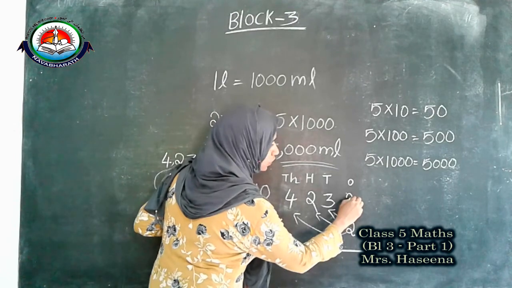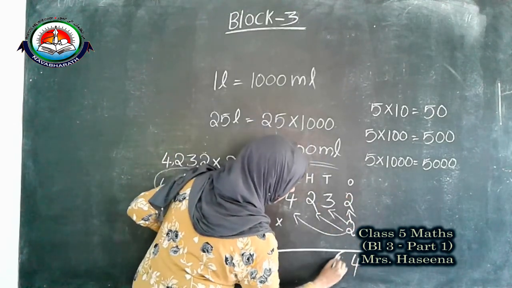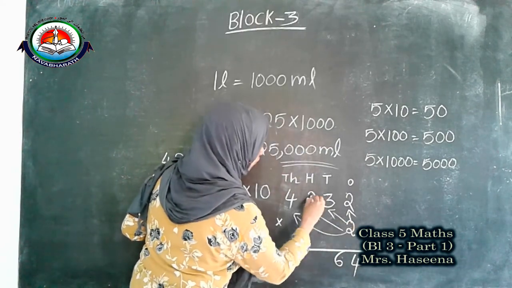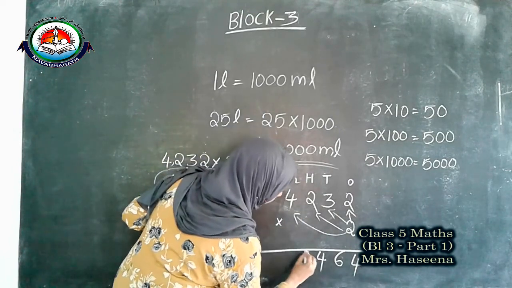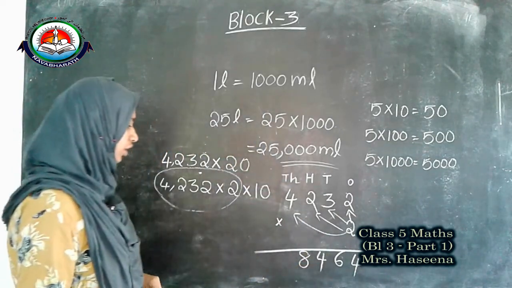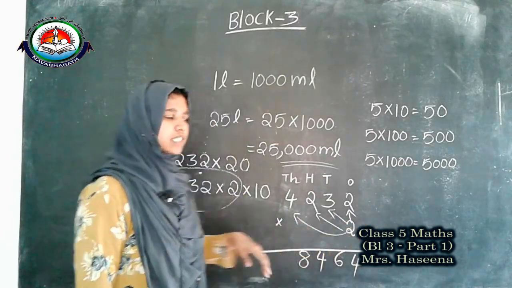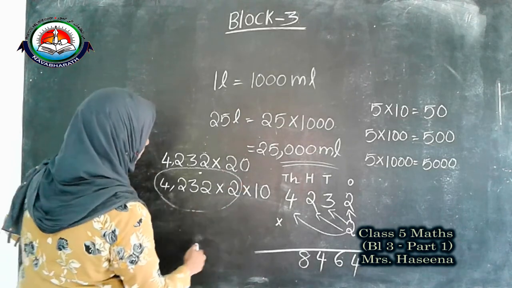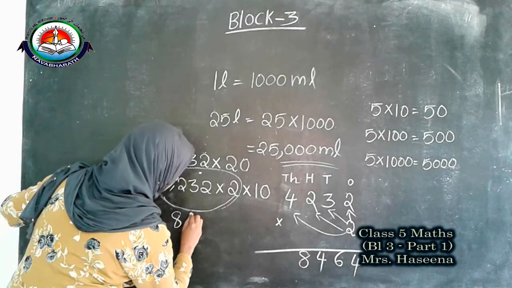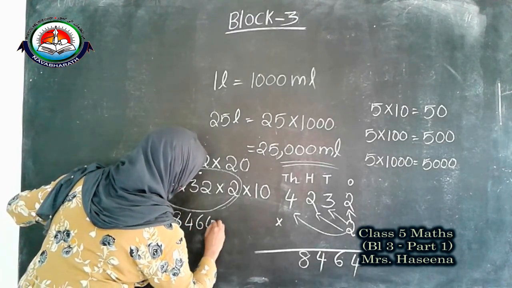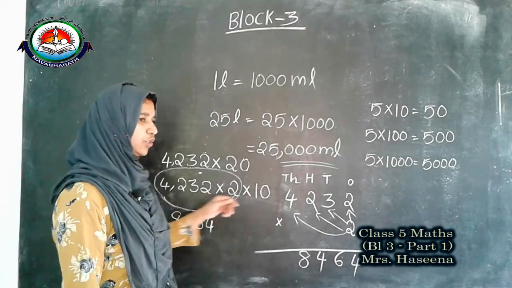2 into 2, 4. 2 into 3, 6. 2 into 2, 4. 2 into 4, 8. So what did we get? 8464. Instead of this number, here we can write 8464. Then what is remaining? Into 10.